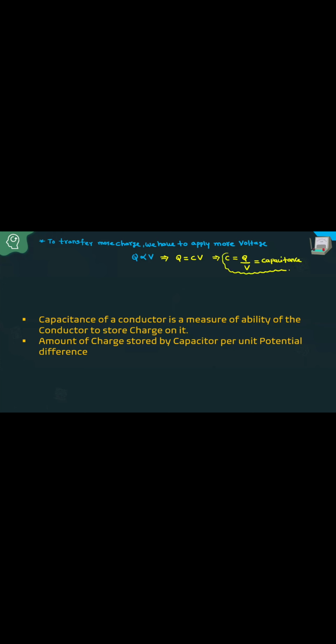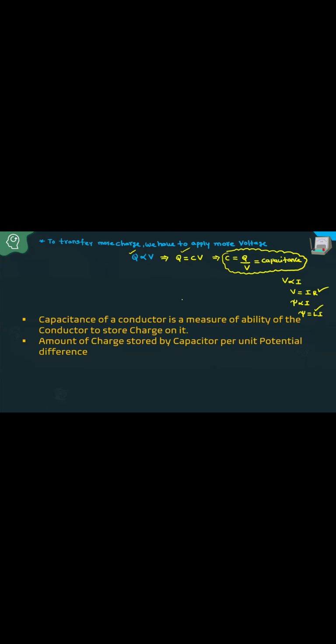Students, I explained the concept of every element: resistor, inductor, capacitor. V proportional to I, V equal to IR, where R is the proportionality constant. Psi proportional to I, then psi equal to Li, where L is the proportionality constant. Like that, Q proportional to V, Q equal to CV, where C is the proportionality constant, C equal to Q by V. That is the capacitance.